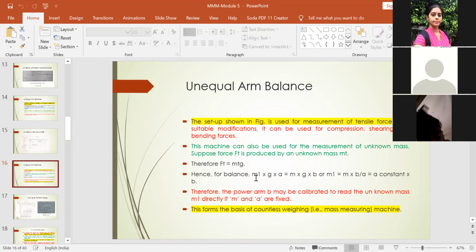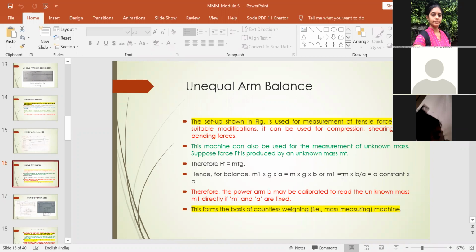So m1 will be the unknown mass, and the value of g into a is the fixed distance from the load arm. So that will be equal to m into g into the distance of the power arm. And again, if you want to determine the tensional force, after this you will just determine its value. For that it will be equal to m into b by a, remaining things get cancelled, right? G gets cancelled, so m1 is equal to m into b by a.